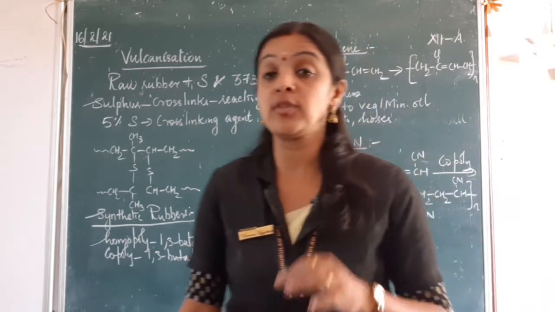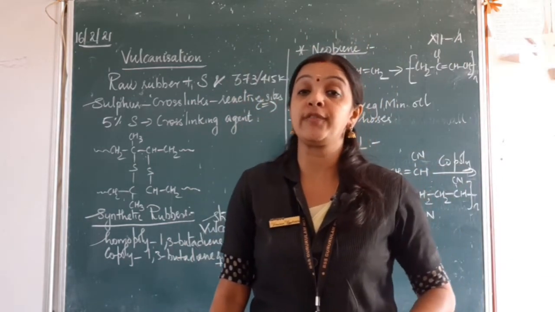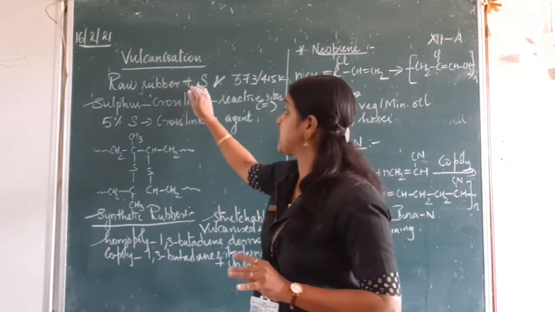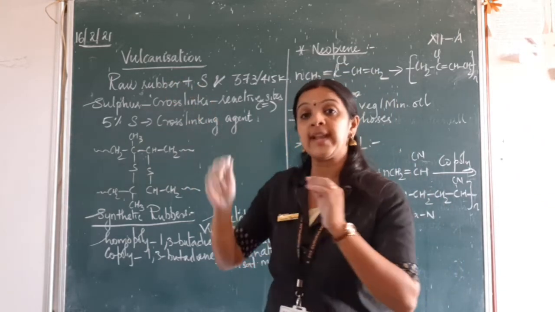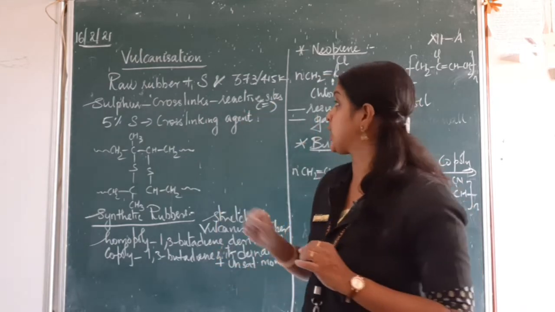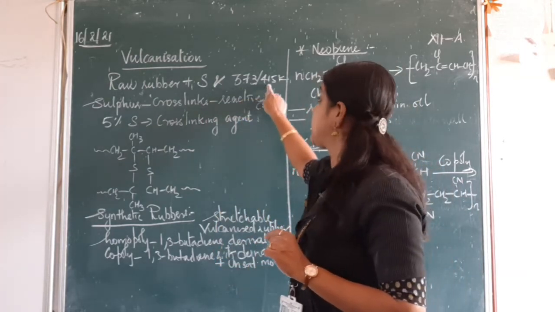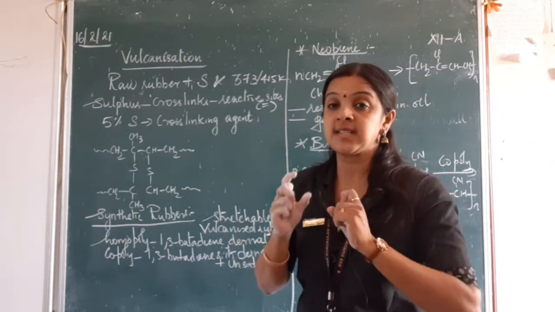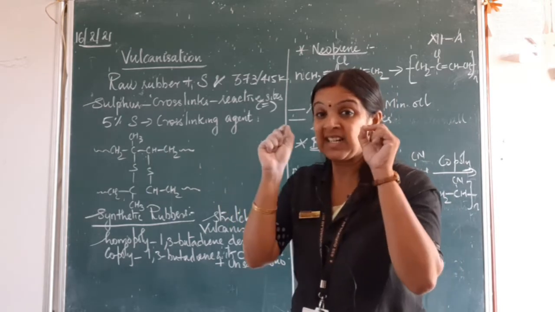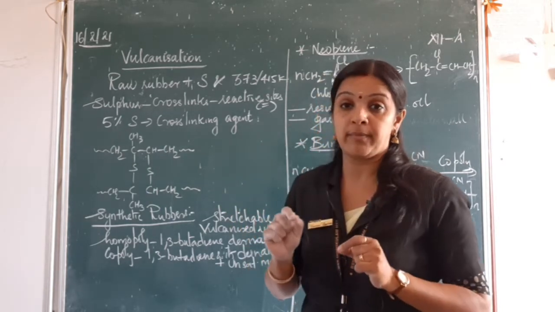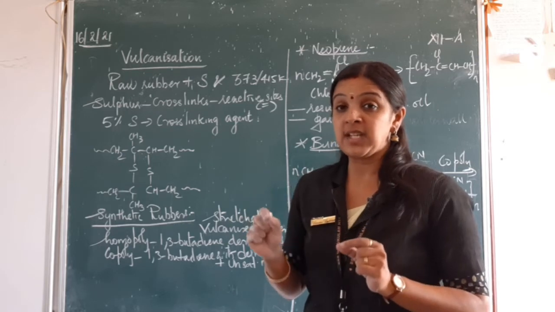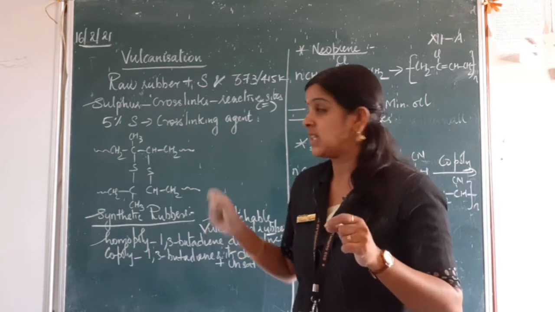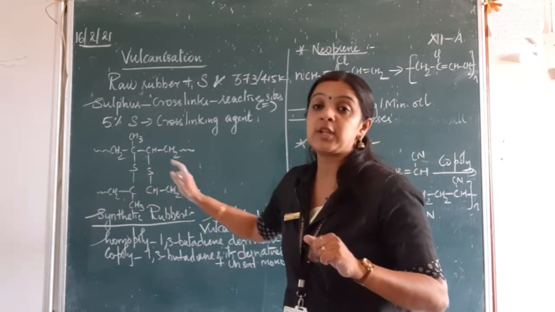We were discussing improving the physical properties of natural rubber through the process of vulcanization, where the raw rubber is treated with sulfur and an appropriate additive is added along with that, at a temperature of 373 to 415 Kelvin, where sulfur is capable of forming cross links between these rubber molecules, that is, at the reactive sites where double bonds are present. Because we know this is 1,3-butadiene, 2-methyl-1,3-butadiene. So there we have double bonds, and across all the double bonds sulfur forms the cross links.